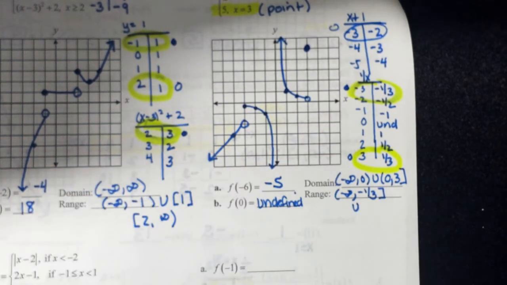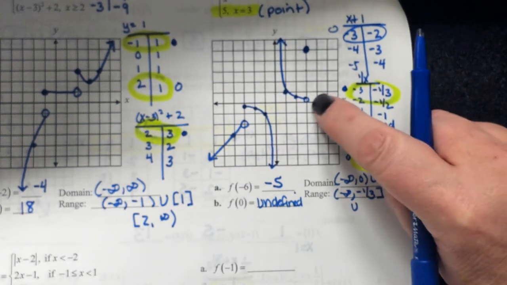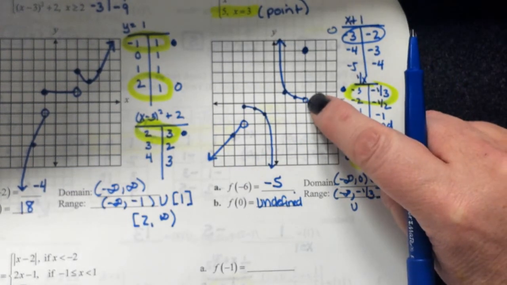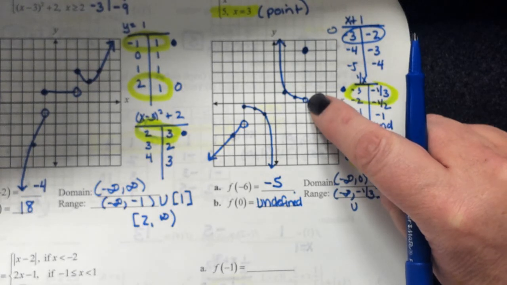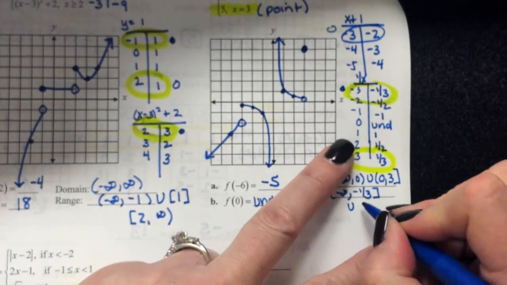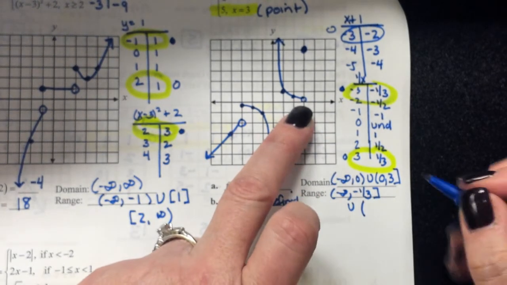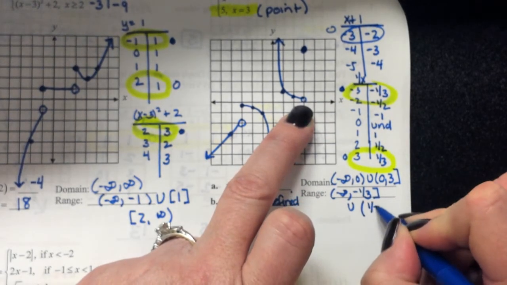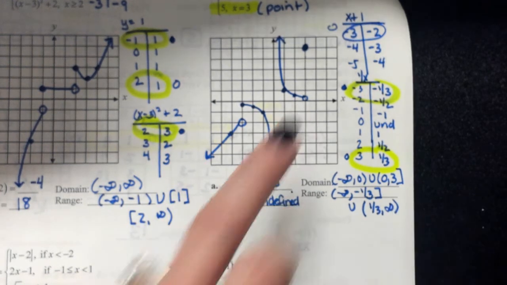Then it picks up again. It picks up at this point that's right above the x-axis, and that's going to be at 1/3. Am I including 1/3 or is it a boundary point? Boundary, so it's a parenthesis to infinity.